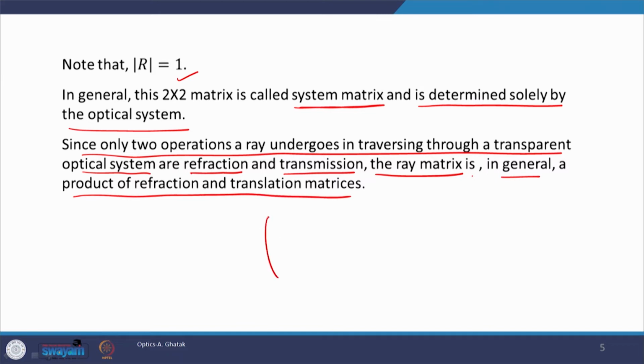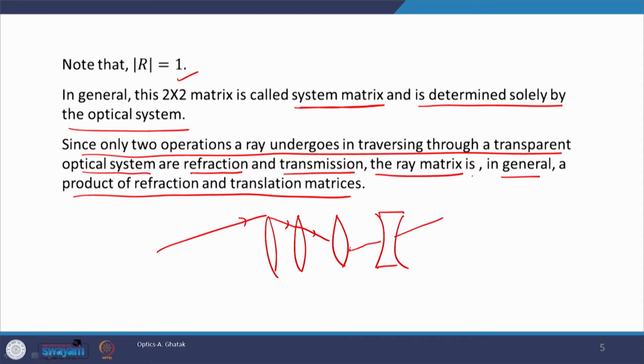Suppose we have a number of optical components which are kept in some order, and you launch a ray. Here it will go through multiple refractions. What you see here is that this is your translation, and then here refraction happens, and then within the lens again a translation, then here again refraction, then again translation, refraction, translation, refraction, and so on and so forth. For each refraction and translation, we can write a matrix.